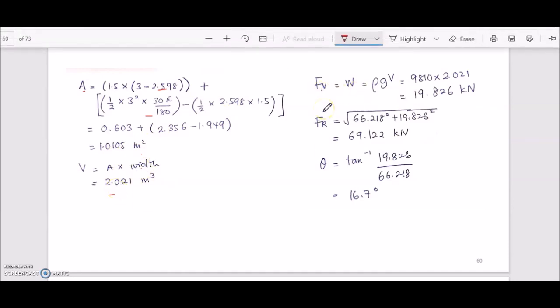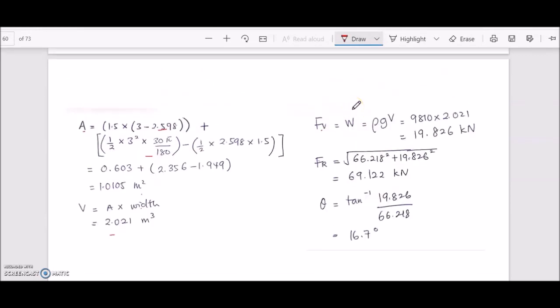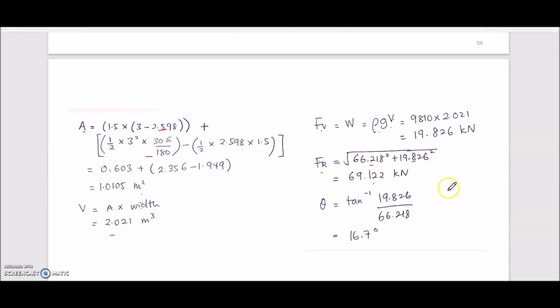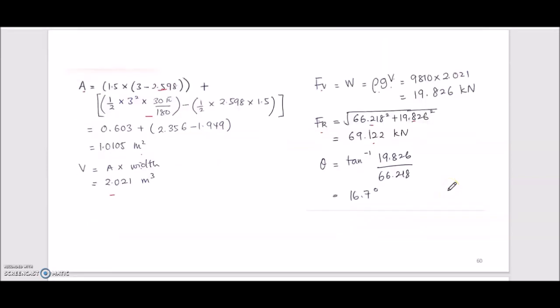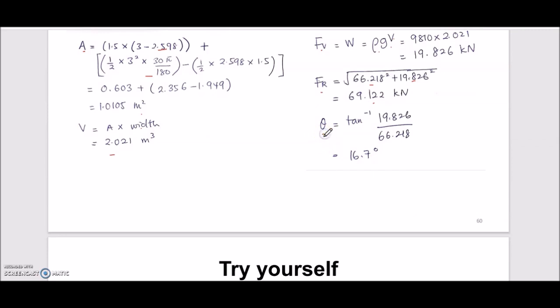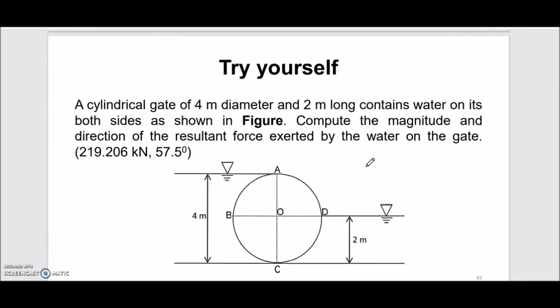So now we need to calculate the vertical force. So rho g times volume. So we have the volume 2.021. So we just put into this equation, and we get the resultant force from Fh plus Fv. Okay, so we take the square root, and then we get 69.122 kilonewton. Therefore, you can calculate your tangent theta by using this formula, and you get your theta 16.7 degree. So you can try this exercise.